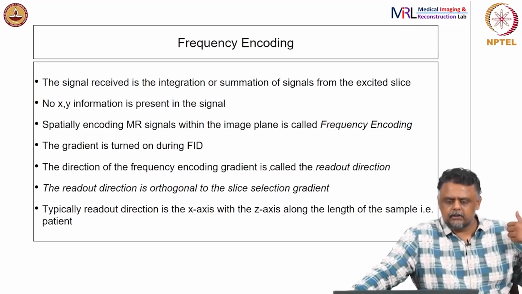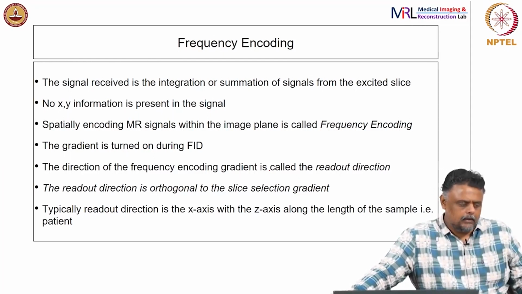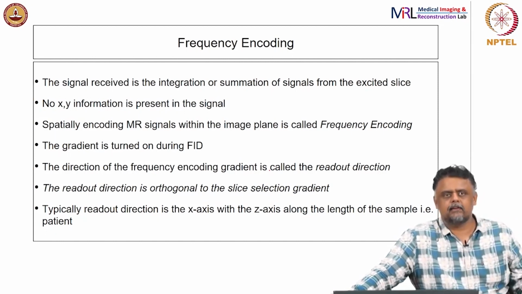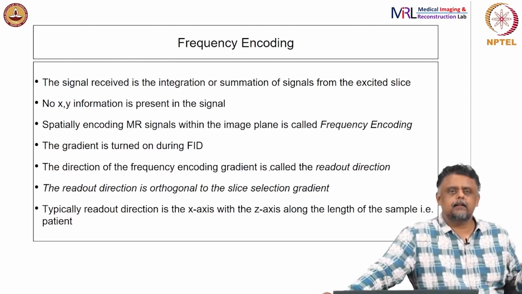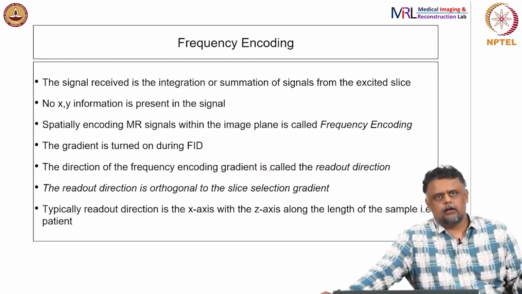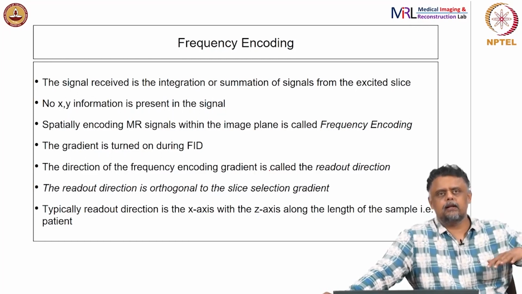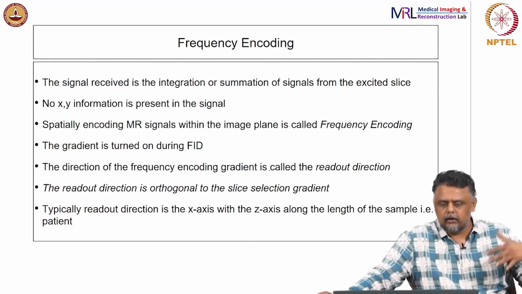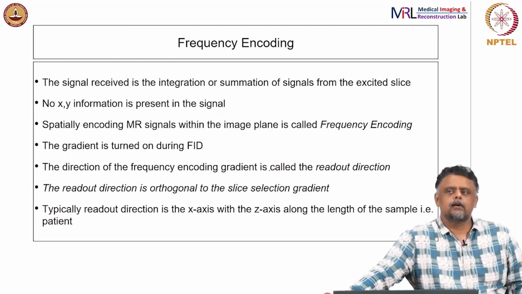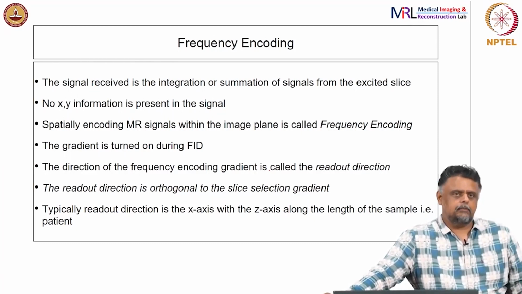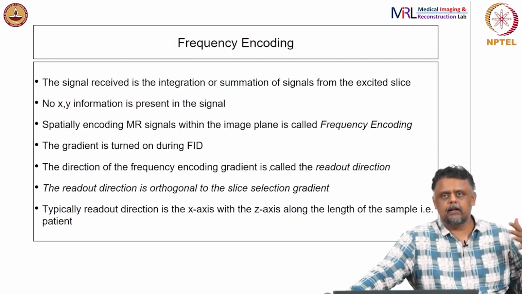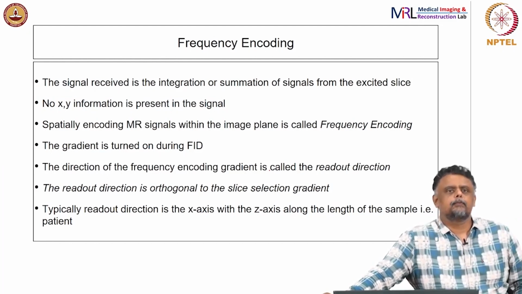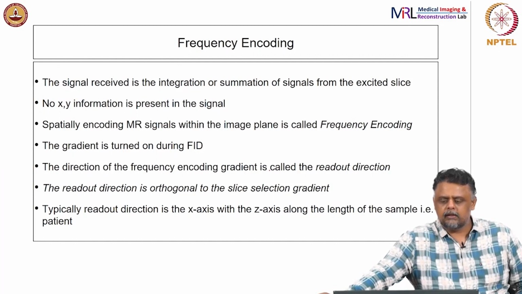As we saw, the signal received is the integration or summation of signals from the excited slice. The signal received is now restricted to the spins that are flipped into the plane by a particular angle, depending on how long you have the RF pulse on, and is only from a certain slab of tissue. However, we still do not have localization, no x comma y information or in-plane localization is present. So, how do we spatially encode MR signals?